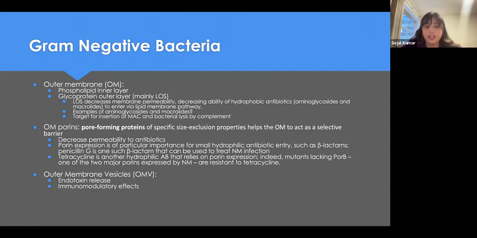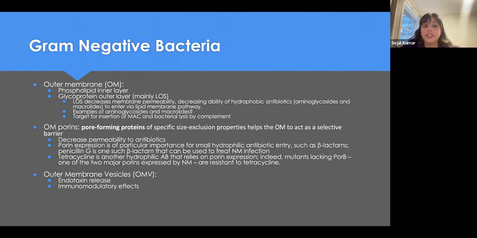Does anyone have any examples of aminoglycosides or macrolides? We'll go through them later anyway, so I'll tell you them later.